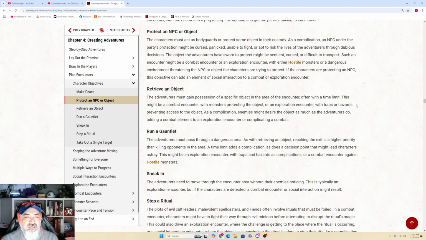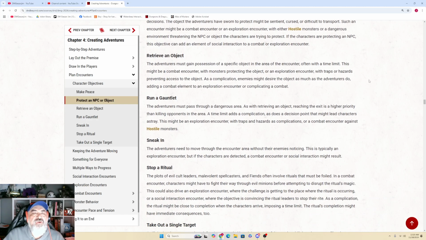If the characters are protecting an NPC, this objective can add an element of social interaction to a combat or exploration encounter. Retrieve an object. The adventurers must gain possession of a specific object in the area of the encounter, often with a time limit. This might be a combat encounter with monsters protecting the object, or an exploration encounter with traps or hazards preventing access to the object. As a complication, enemies might desire the object as much as the adventurers do, adding a combat element to an exploration encounter or complicating a combat.